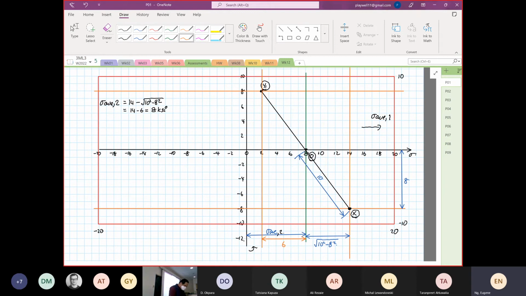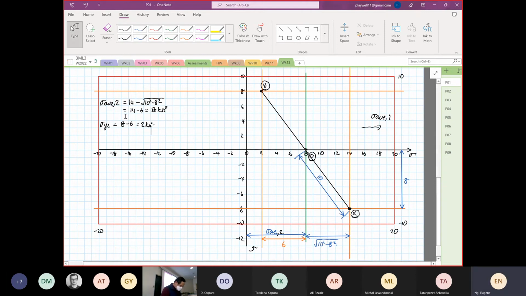So now we know how to find stress Y2. Stress Y2 is equal to 8, where the stress average is minus 6 because it's going to the left hand side. So this is equal to 2 KSI. Okay, that's equal to 2 KSI. So now, is this answer valid? Okay, is this answer correct?